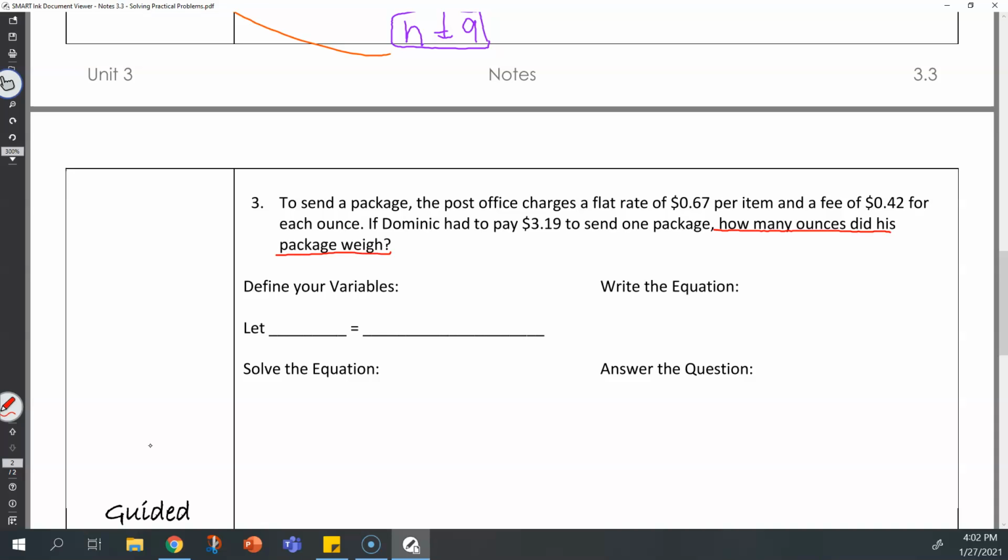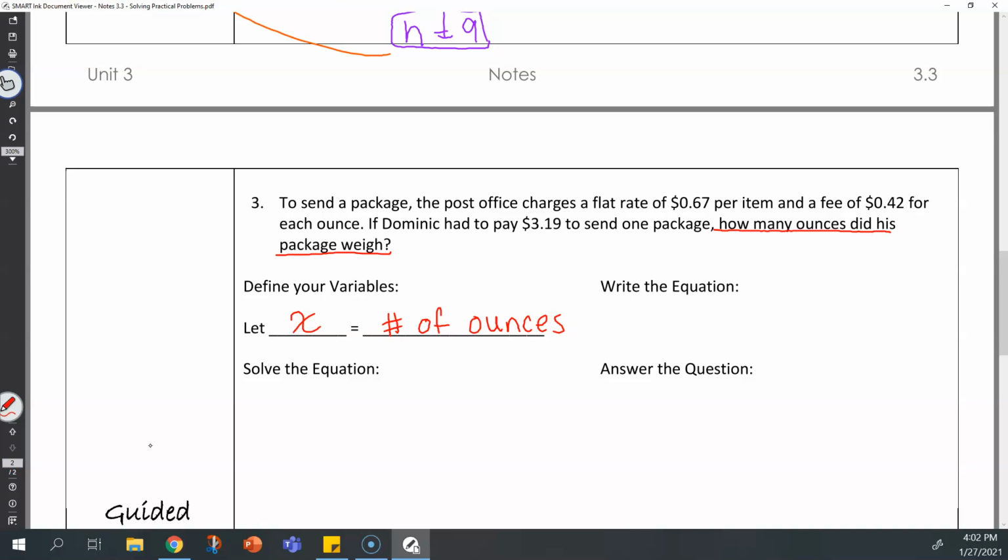Now, this is where I was talking about being careful with your variable selection, with what letter you want to use as a variable. I don't want to use O. O looks too much like 0. Okay, it's too easy to confuse. So I'm just going to use X on this one. And I'm going to let X represent the answer to this question, which is how many ounces? So this is going to be the number of ounces.